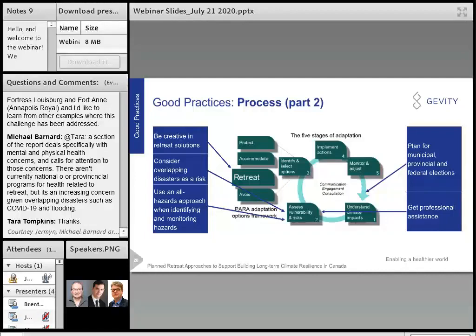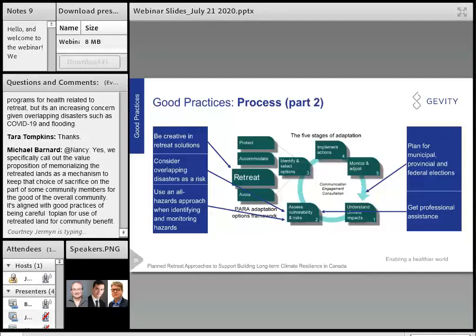On the right-hand side, you can have the best plans laid for climate change adaptation and planned retreat, but those can often be delayed significantly by local and provincial or even federal elections, where activity seems to stop and basically wait for the election cycle.